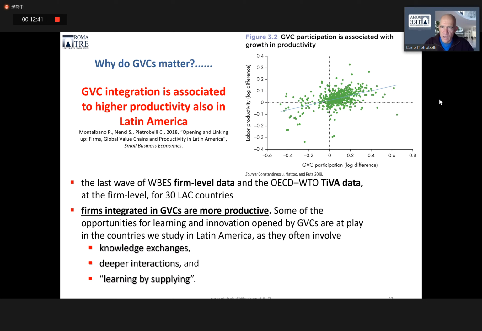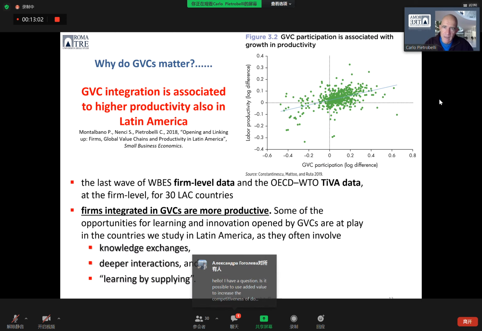The authors did not study causality. There can be a selection bias here. So this could imply that those firms that were already more productive managed to achieve an integration in value chains, or it could be the other way around. In any case, we see that there's a clearly positive and significant association of GVC integration and labor productivity.